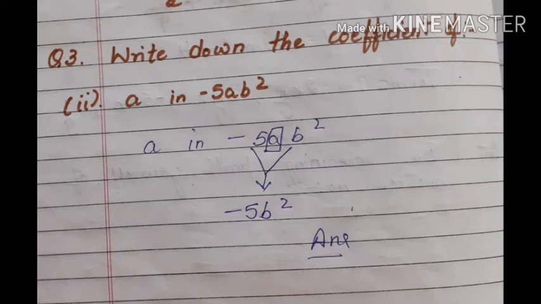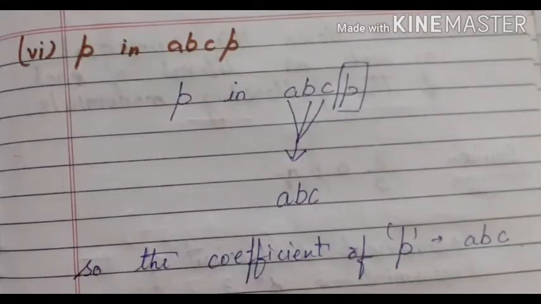Similarly, I am taking the sixth part now: p in abcp. We have to find the coefficient of p. We just leave the p there in the expression and write down the a, b, c which are attached with it separately. So a, b, c is the coefficient of p.